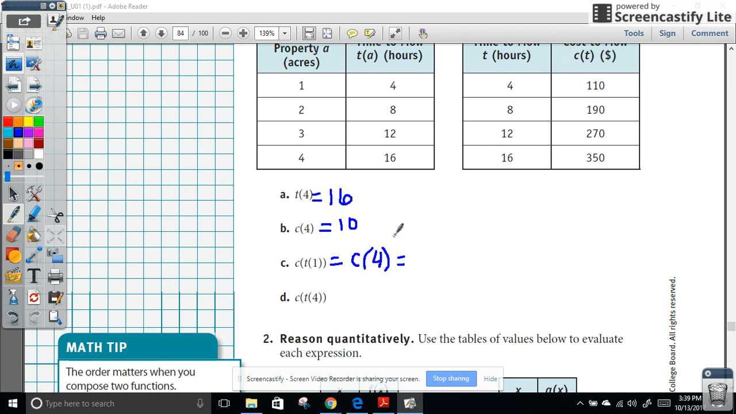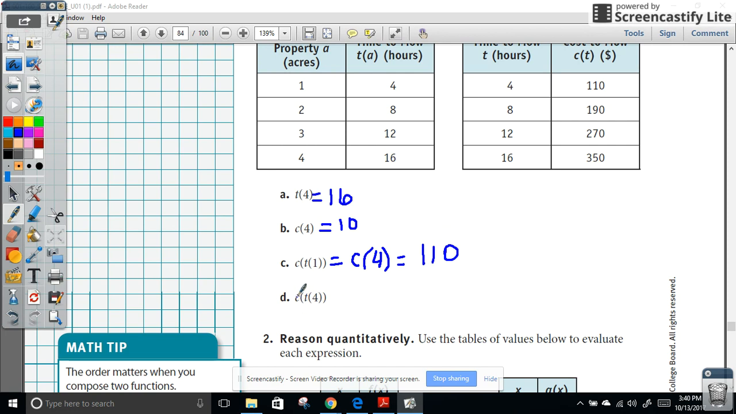Okay? So that means that now we've got to finish this problem. We've answered this portion right here. The time function, the amount of time it's going to take to mow 1 acre is 4 hours. Now they want to see how much does it cost if we mow 4 hours. So you go over here to the cost function and you say, well, I'm mowing 4 hours, so I can expect to spend $110.